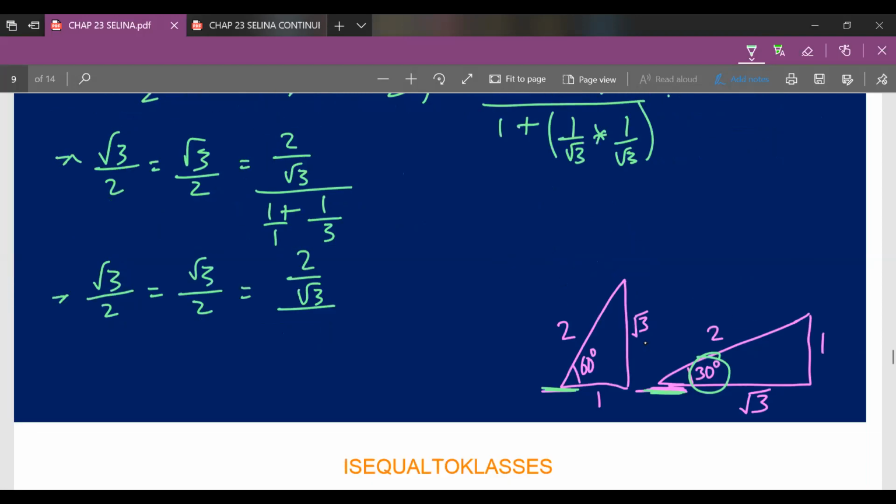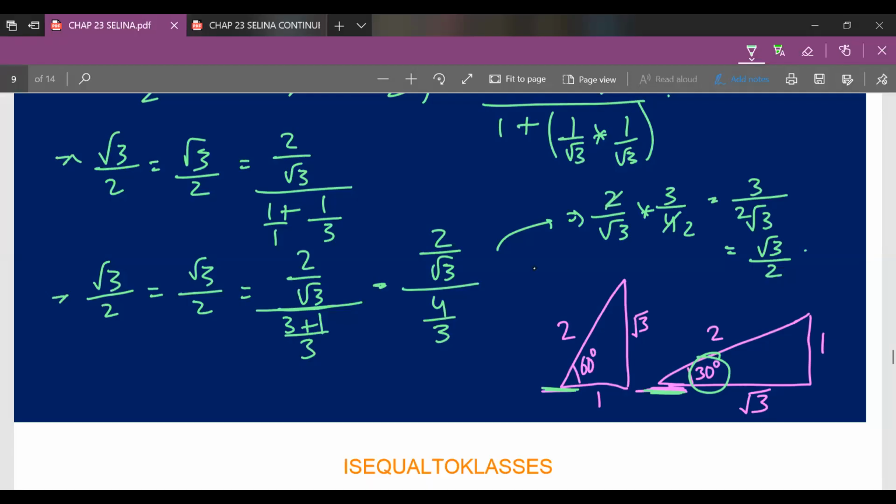Whole divided by, so our denominator here is not equal, so you'll find the LCM, which will be 3. So therefore I'll make this a little longer. 3 1s are 3, plus 3 1s are 3, so therefore 1 into 1 is 1, and this will be equal to 2 upon root 3 whole divided by 4 divided by 3. Okay, so over here 2 upon root 3 upon 3 plus 1 upon 3. So 2 divided by root 3 whole divided by 4 upon 3.